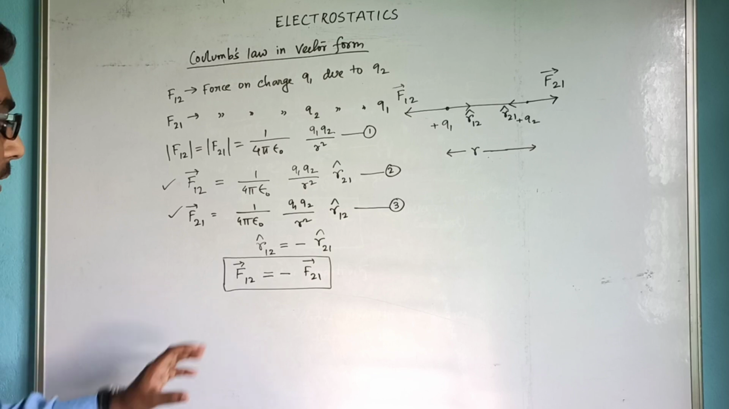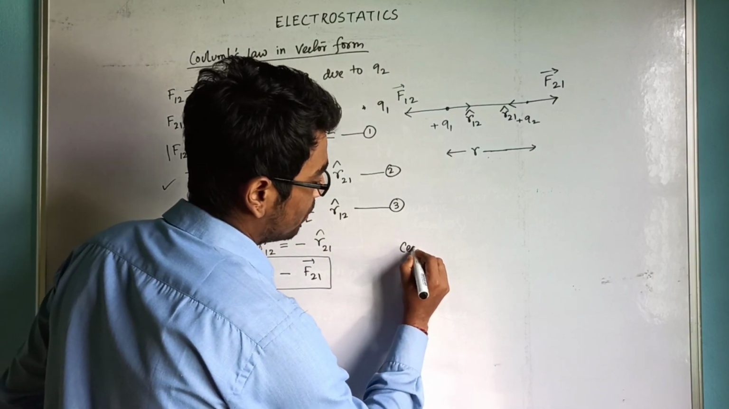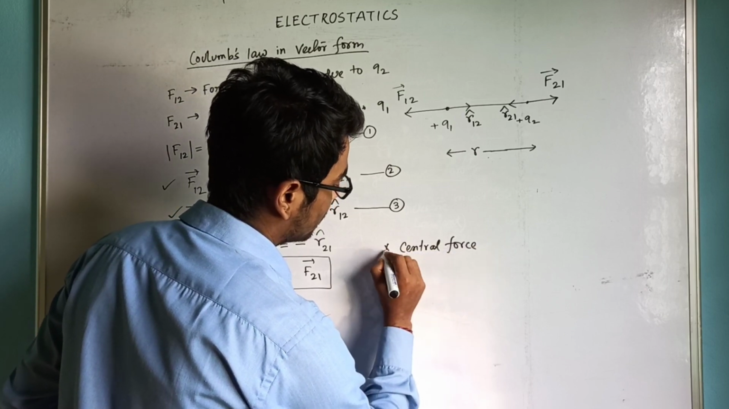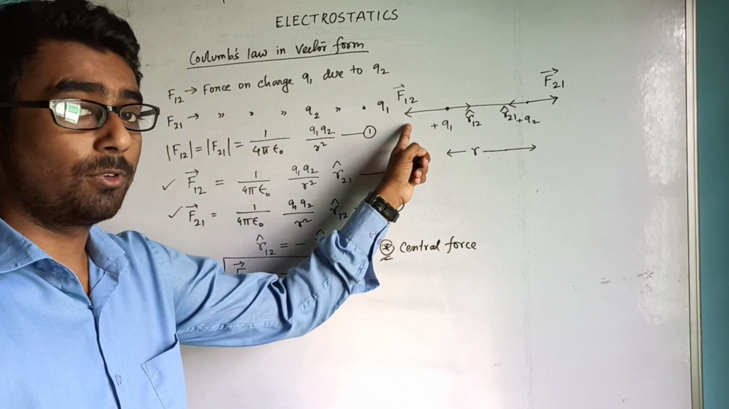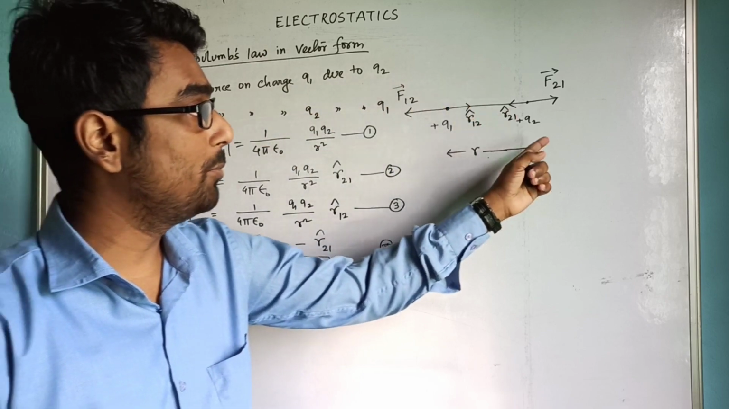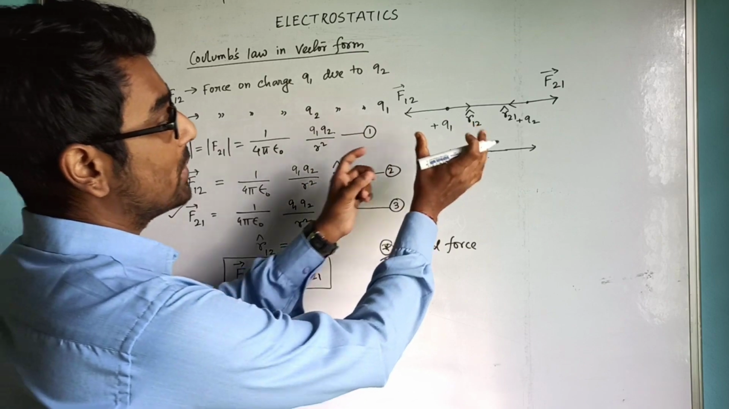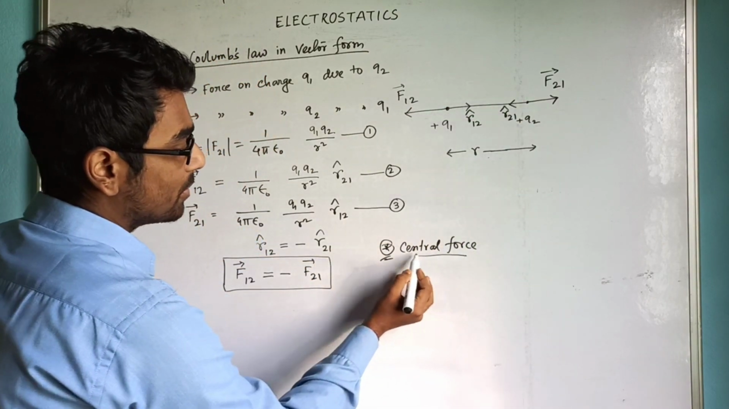Here, one thing is also proven: it is a central force. How? See, F12 is in the straight left direction. In the same way, F21 is in the straight right direction. So the force is acting along the line joining the two charges. Hence, it is a central force.